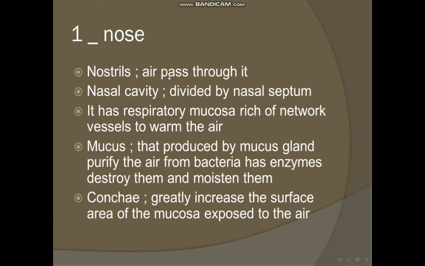The nose consists of nostrils. Air passes through them. Two holes in the nose. The nasal cavity is divided by the nasal septum. It has respiratory mucosa rich in a network of vessels that warm the air. Mucosa produced by mucous glands purifies the air from bacteria, as it has enzymes that destroy them. Conchae greatly increase the surface area of mucosa exposed to the air.